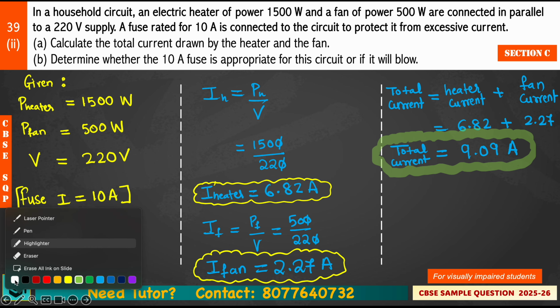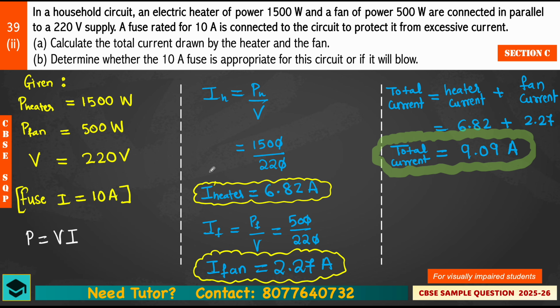Now coming to the next part, here they are saying determine whether a 10 ampere fuse is appropriate in the circuit or it will blow out. So listen, a fuse can bear current up to a maximum amount, and beyond that it can't. Our total current is somewhat 9 only, 9.09 ampere, which is less than that.